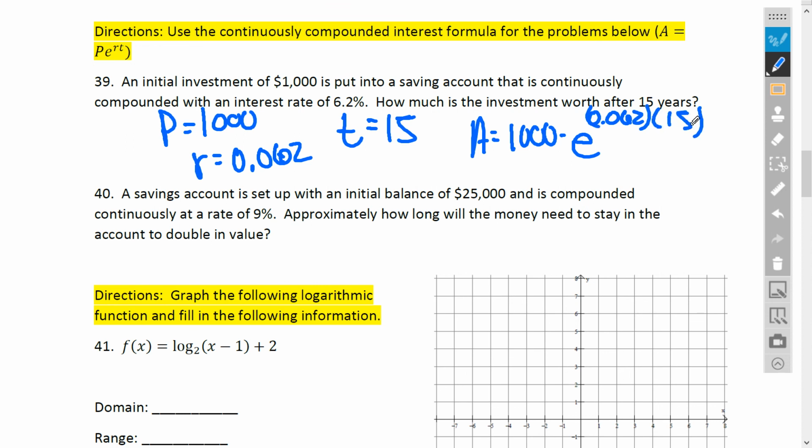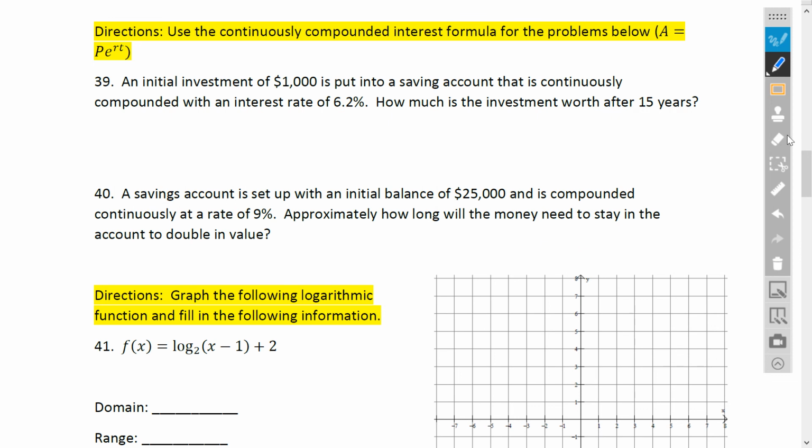So e to the 0.062 times 15 power, multiplied by 1,000, and we get our final amount, $2,534.51.